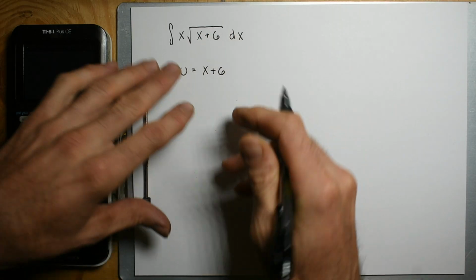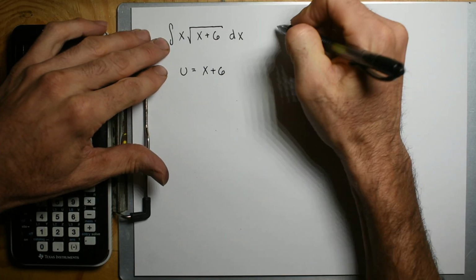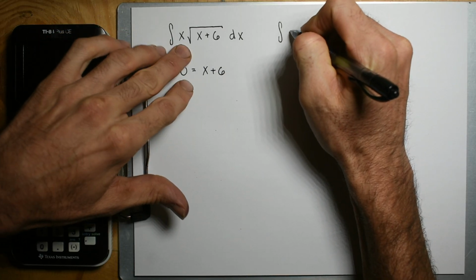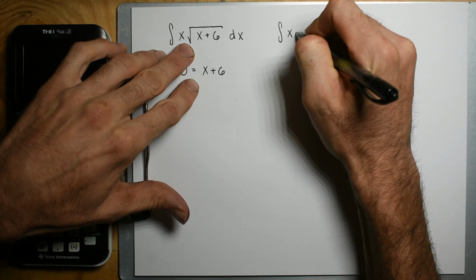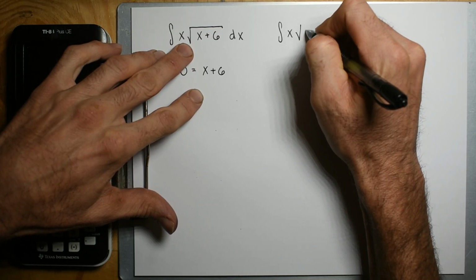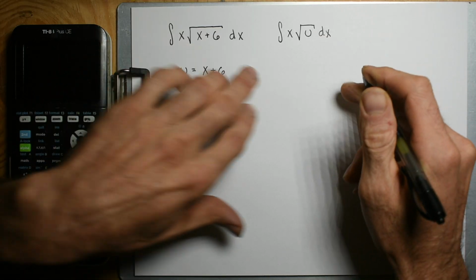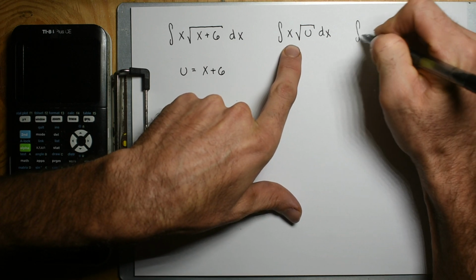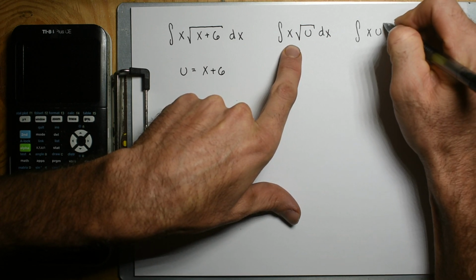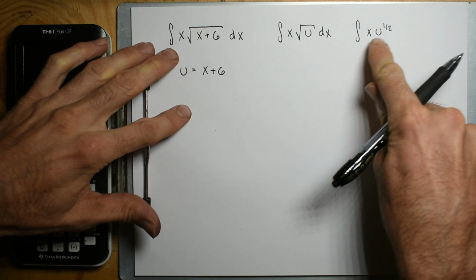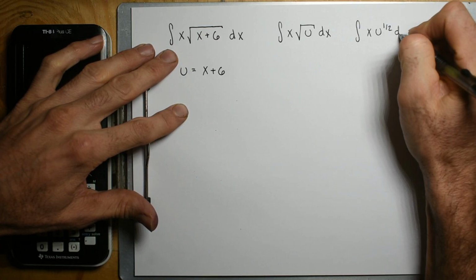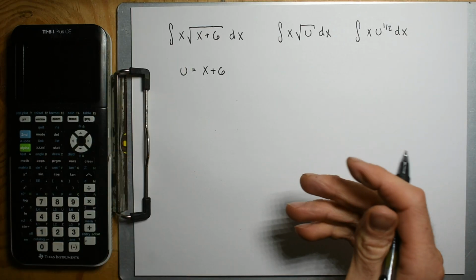So now, anytime that you choose a u, I just like to at least start writing it in. So I'm going to go integral of x, square root of u, and then dx. We're going to do one step further. I'm going to go the integral of x, I'm going to say u, this is u to the 1/2. It's easier for me to see the power rules when that time comes.